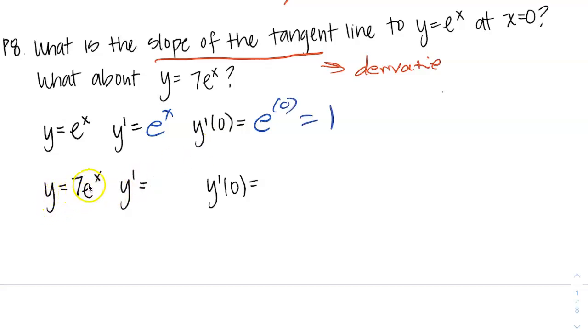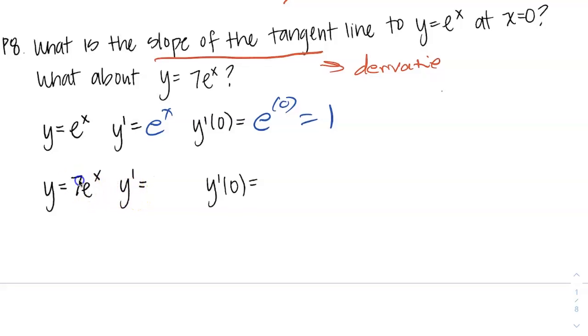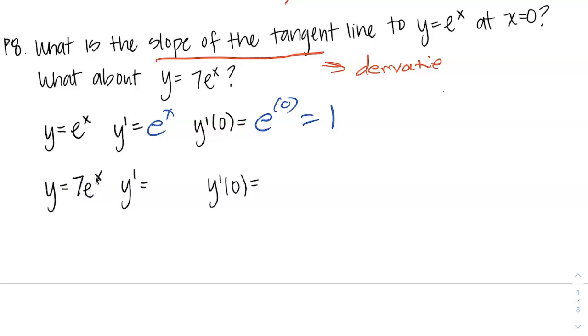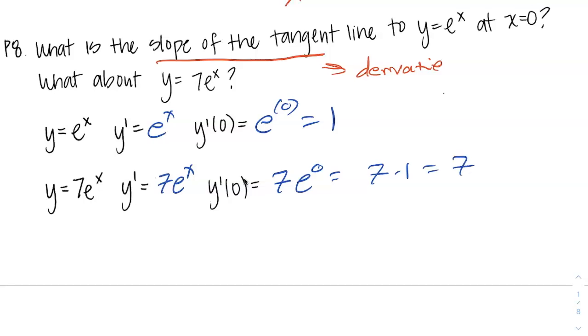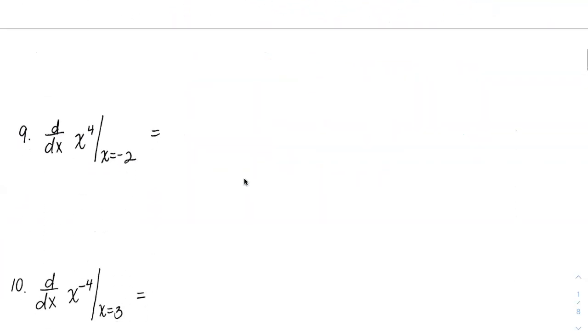For y equals 7e to the x, the derivative of that, well, the 7 stays as a constant, so we just get 7e to the x. And then y prime of 0, we're going to sub it in. 7 times e to the 0, which will just be 7 times 1, which equals 7. Aren't e's great? Okay, let's move on.